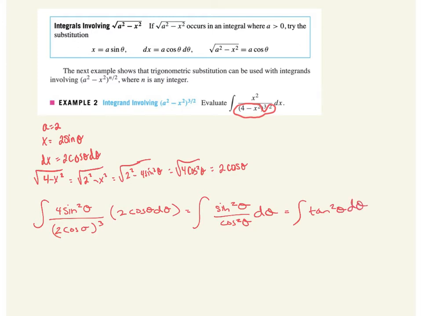d theta, integral of. I can use my reduction formula here for tan, and it's going to give me tangent theta minus integral of d theta, which is tangent theta minus theta plus c. In order to convert back, I don't have a tangent theta up in my substitution work. So I'm going to draw out my triangle.